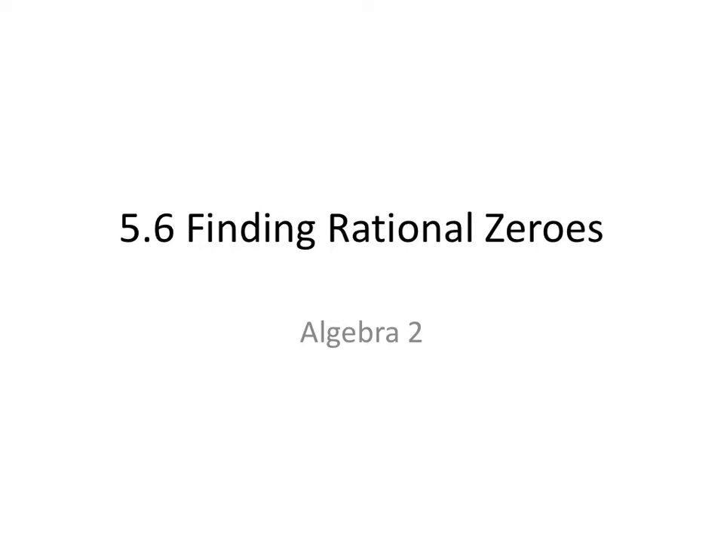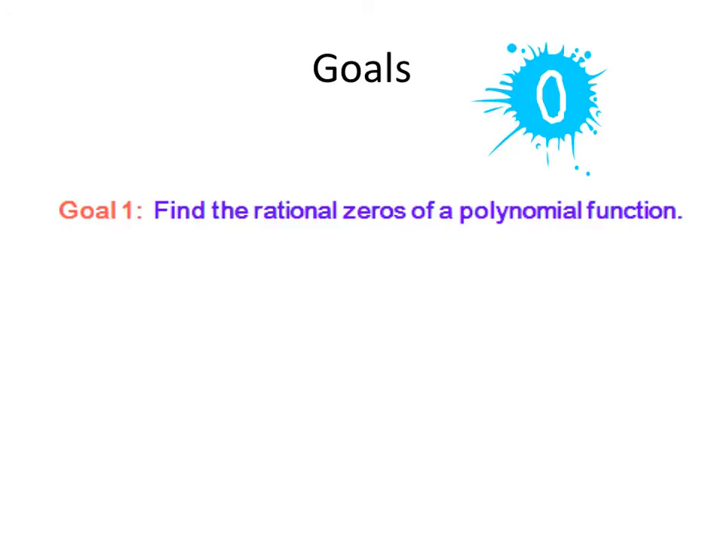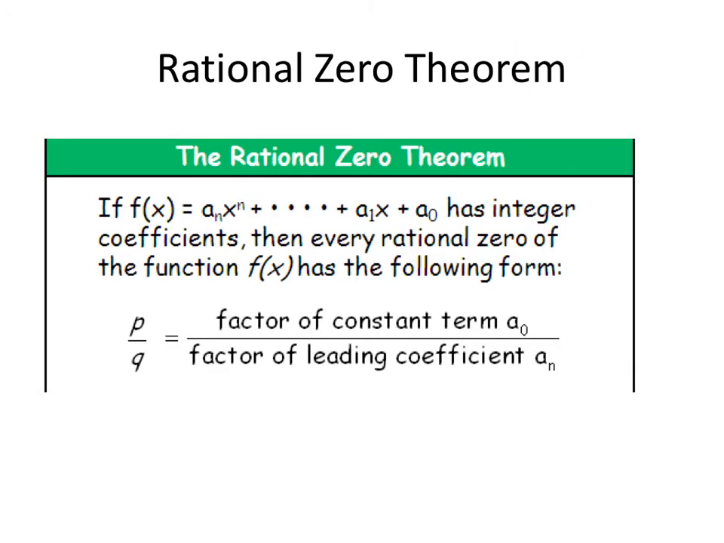Alright, today we're going to look at finding the rational zeros. So we're going to add on one extra piece from what we were doing in 5.5. In 5.5 they gave us a starting point, and this time we'll have to find the starting point on our own. So we're going to find the rational zeros. Here's the rational zero theorem.